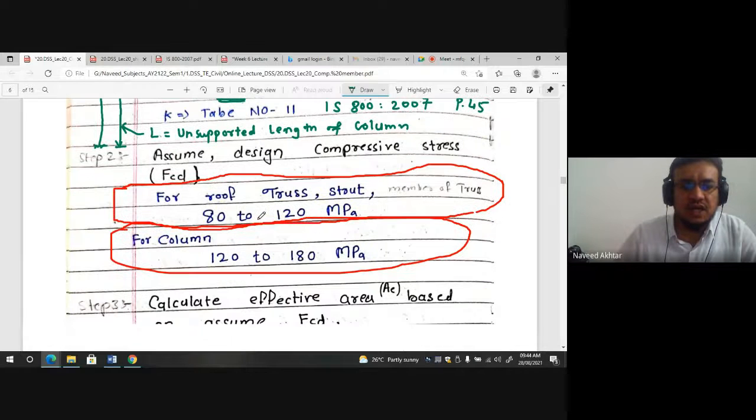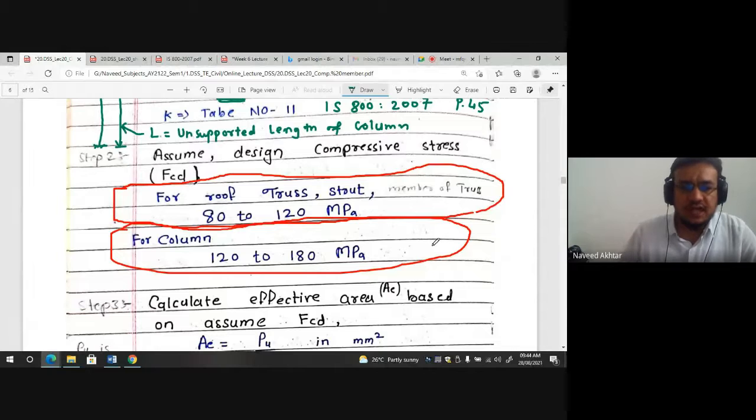Then assume the design compressive stress, because at the start we don't know the section. In a design example, we don't know the section, so how can we find the area of the section? We don't know the area of the section. So for the start of the problem, you have to assume the fcd. You have to assume the fcd.